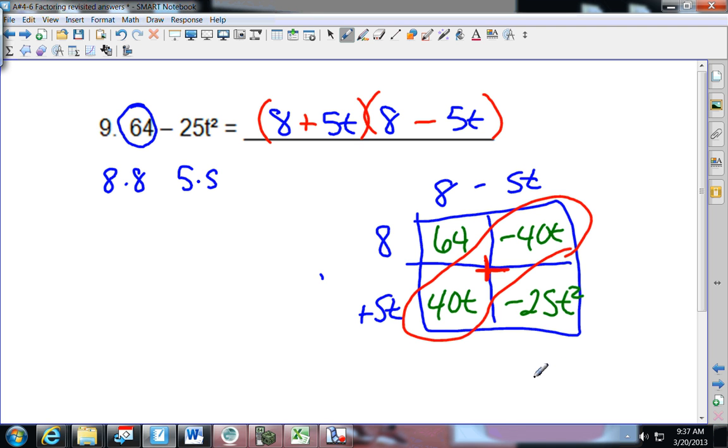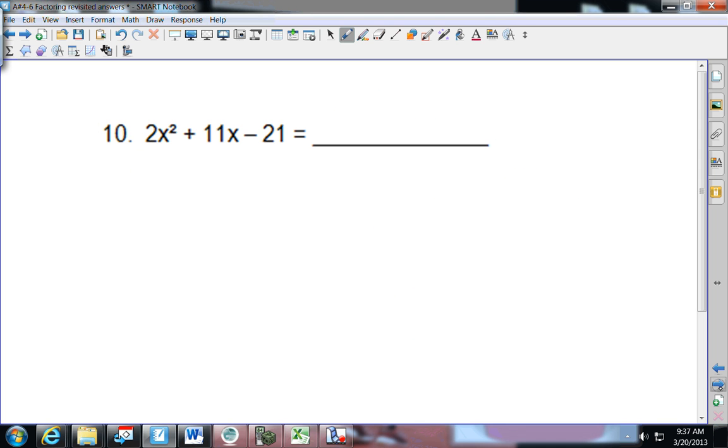You do not have to use the box. I'd rather you start to see this, right? And then see that you take the square root of them and put it in there. Okay, here's number 10. Take a second. Let's try and do number 10.